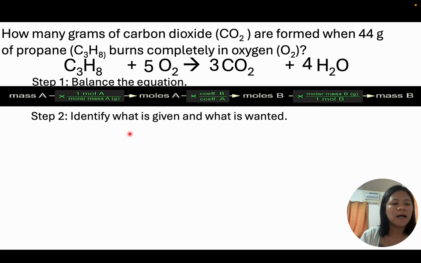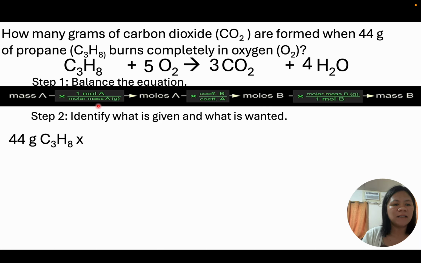Now, step 2, given and wanted. So, ang given nga natin is 44 grams of propane. So, that one, 44 grams of propane. And, upon looking at the question, simple lang yung pa-identify natin ng what is wanted, which is the carbon dioxide. So now, i-put natin yung ating given, which is 44 grams of propane. So i-multiply natin sa kanyang molar mass, according to this formula.